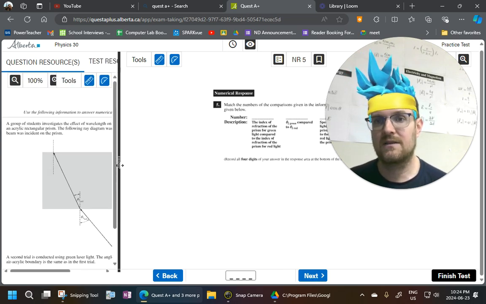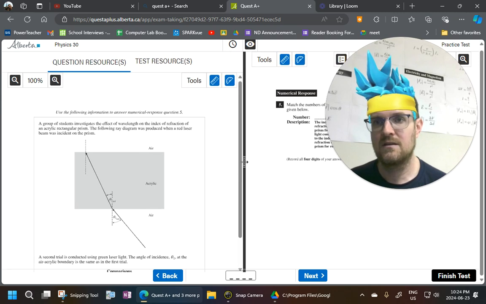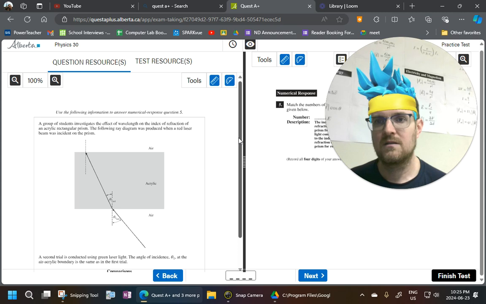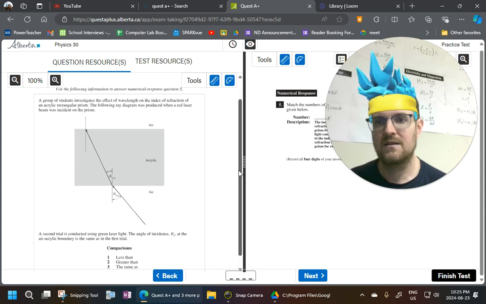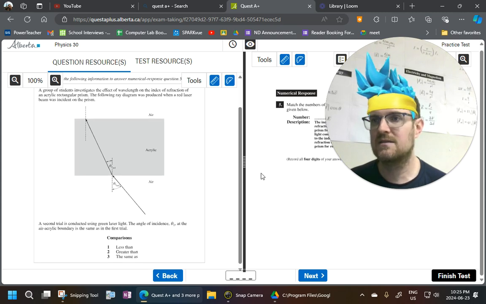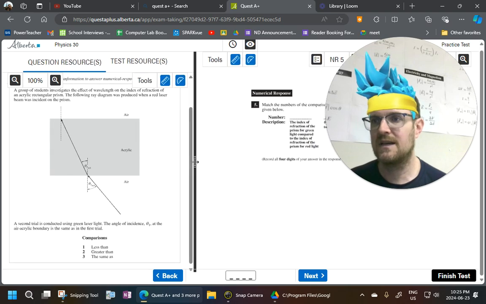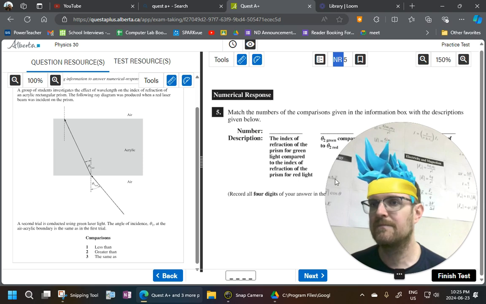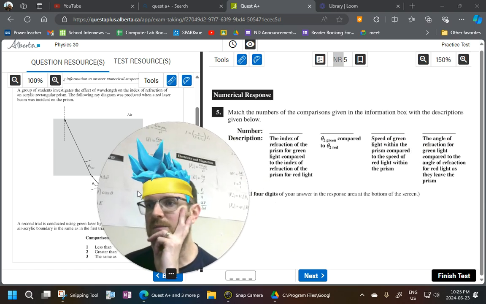All right, so we got this picture here. What do we have to do here? Do we have to measure off this picture? It's got some angles here. Using green light. Okay. Do we actually have to do any math here? Zoom in here a bit. Okay, so match the numbers comparison.